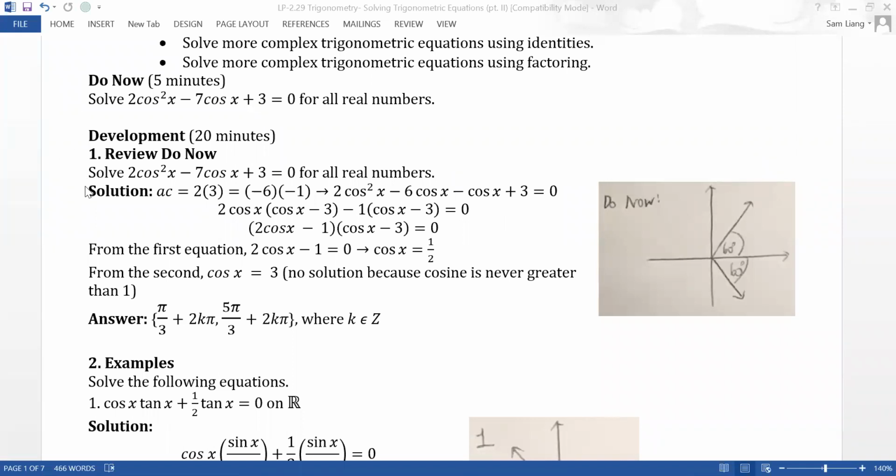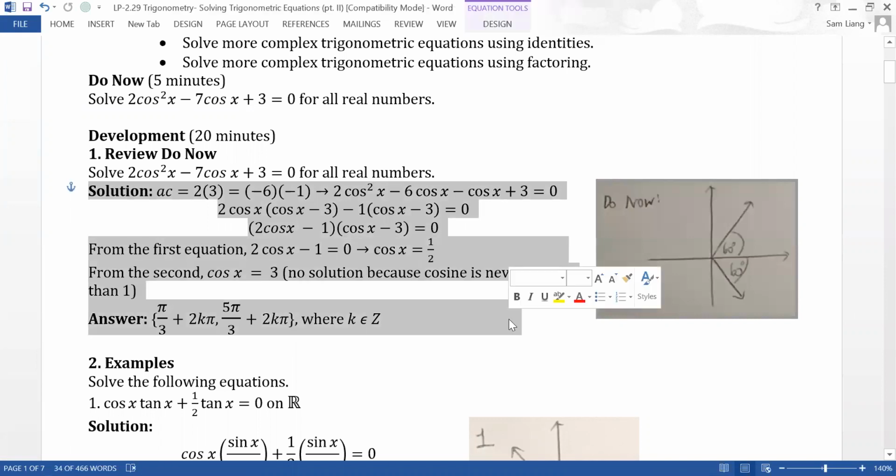All right. Does anyone still need to copy the solution? No? Okay. If not, then I'll move on to the next example.